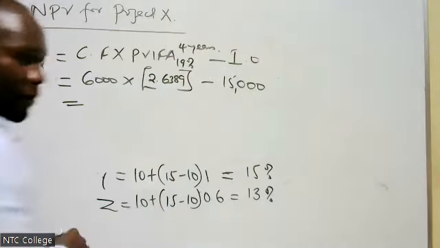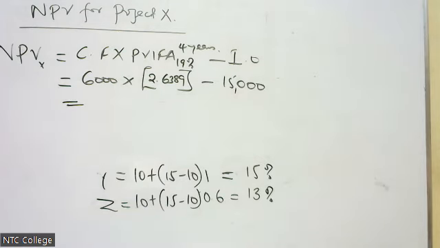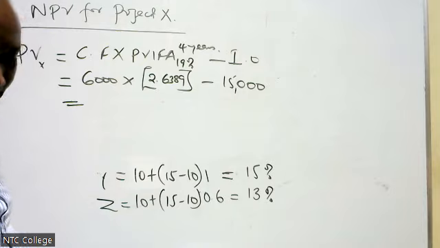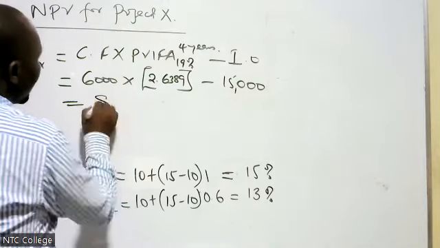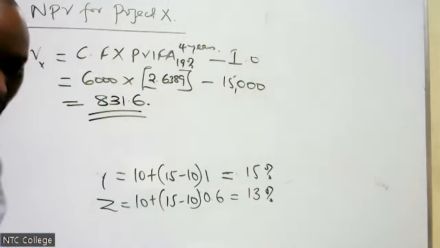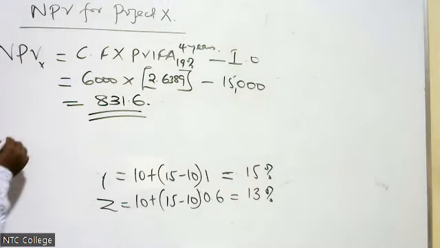$833.4. Someone is getting 831. Is it 833 or 831? The correct figure is 831.6. Okay, so let's go to project Y.